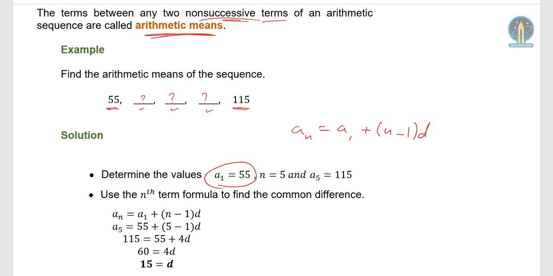So a sub 1 is 55, that's always useful, right? That's just constant to our general equation, it's essential. But then the n and the a sub n can just be plugged in from any number or term in the sequence. But then d is what we need to determine. So we're going to use 55 for a sub 1, and we have 115, which we can use as our a sub n, in which case it would be a sub 5 because it's the 5th term, and also in which case n would equal 5, right?